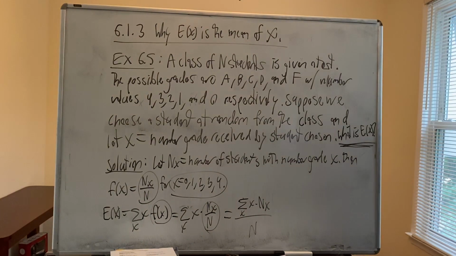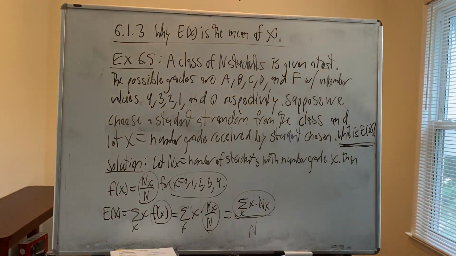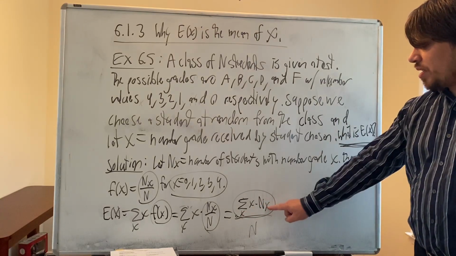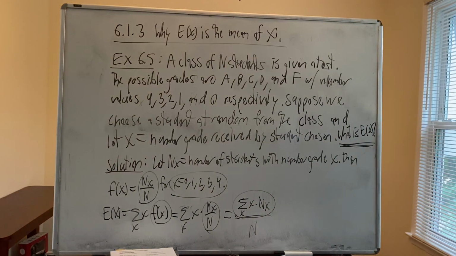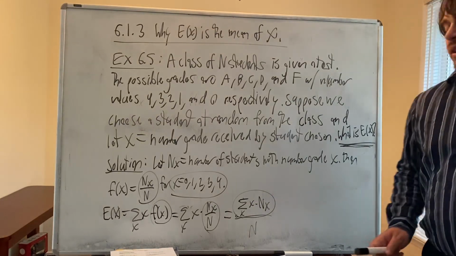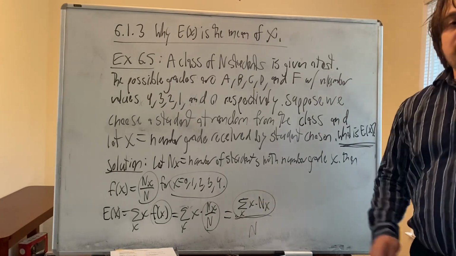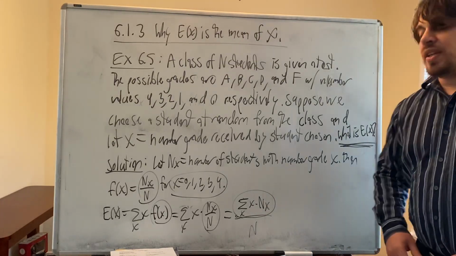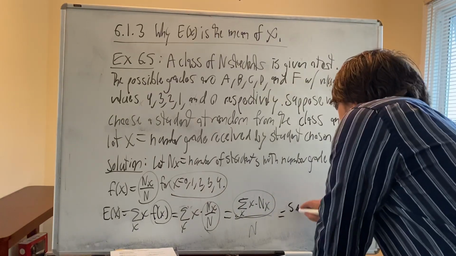Well, so what does this represent? This sum over x of x times n sub x is adding over all possible number values. It would be taking the number of students who received a grade and multiplying it by that grade. So for instance, n sub 0 would be the number of students who received a 0 times 0. N sub 1 would be the number of students who received a 1 times 1. And then plus n sub 2, the number of students who received a 2 times 2. And so adding this all up is the sum of the grades.